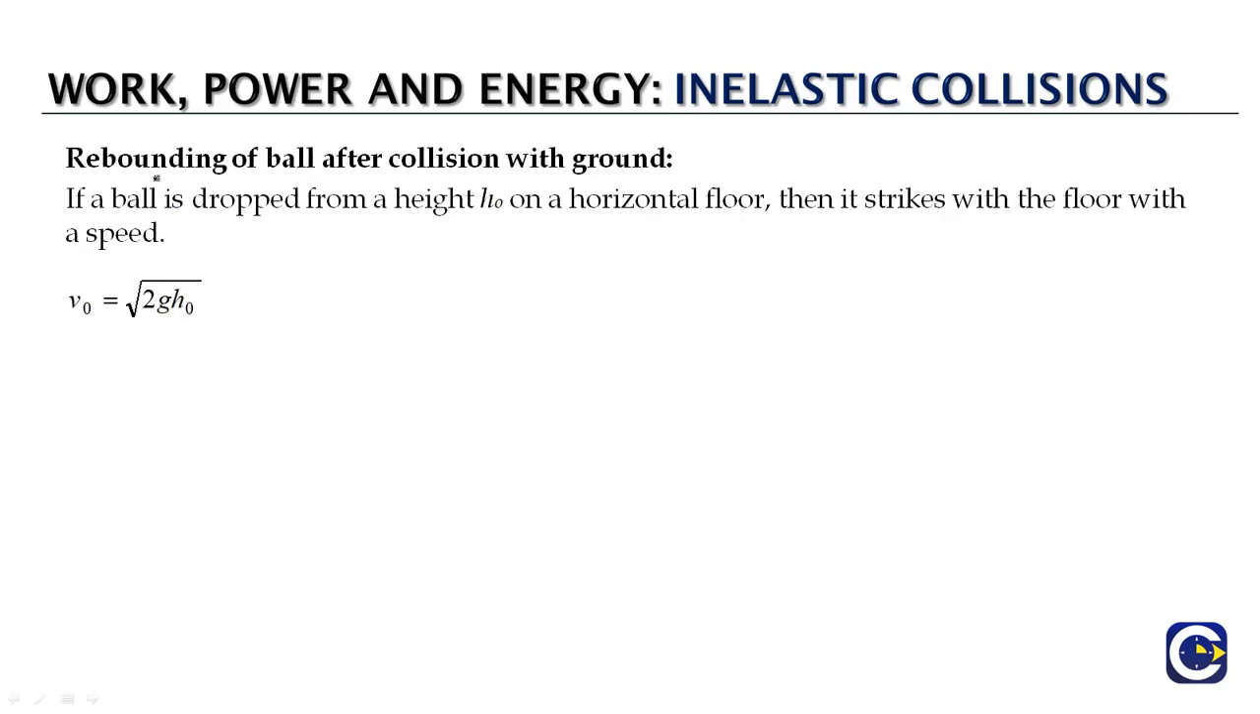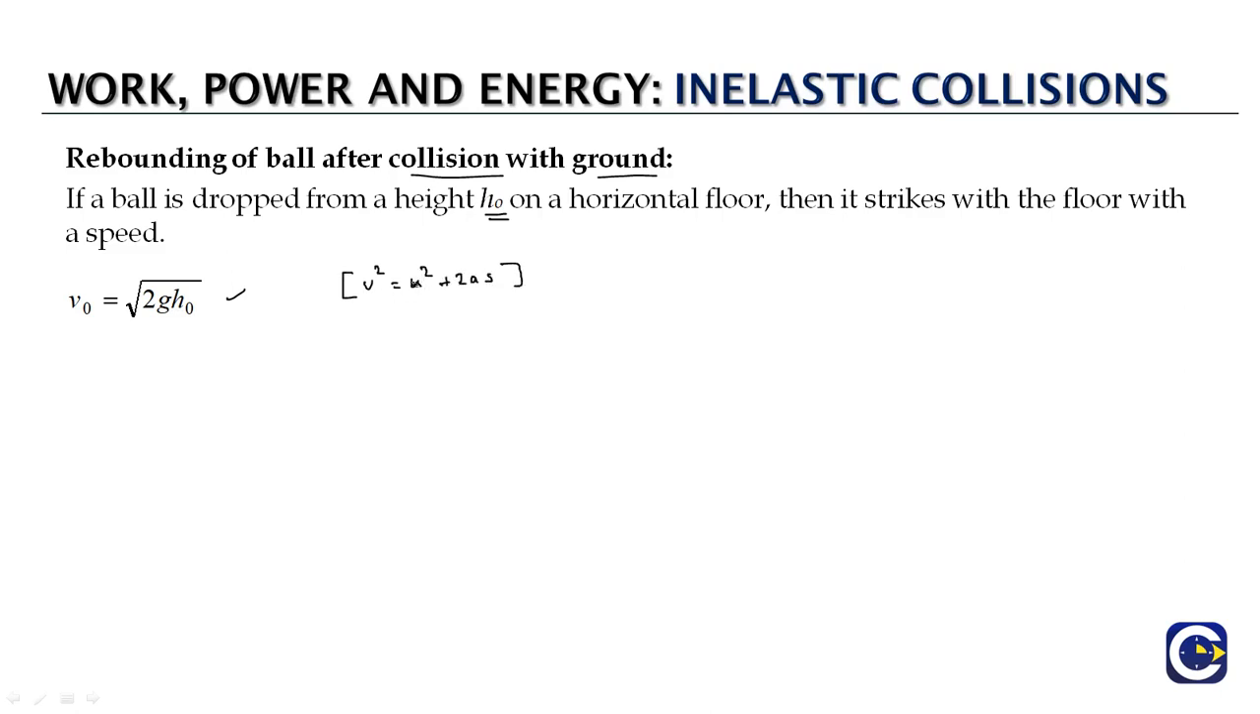So we look at one of the other common examples of the inelastic collision, which is the rebounding of a ball after collision with the ground. Now let us say we are dropping a ball from a height h0 on a horizontal floor, and when it is striking the floor, the final speed with which it will be striking the floor will be given by the equations from kinematics. The final speed will be v0 equal to root of 2g h0. This we will get from the kinematics relation, v square is equal to u square plus 2as.